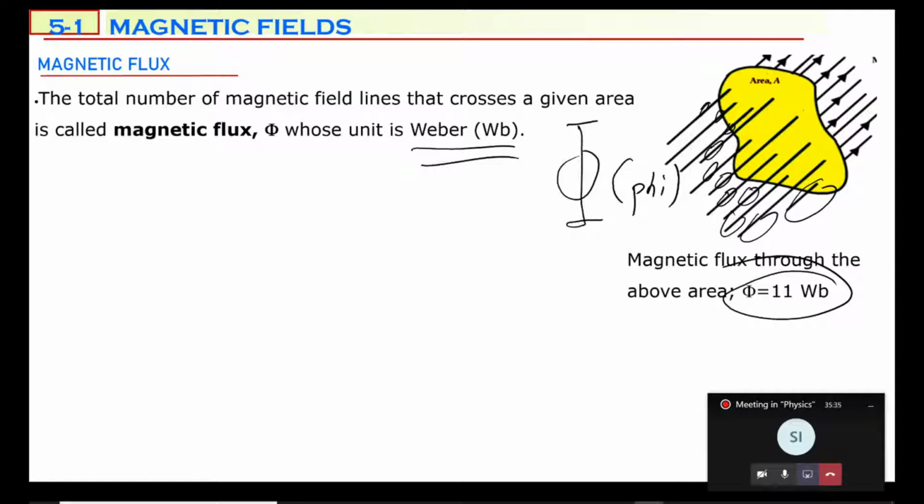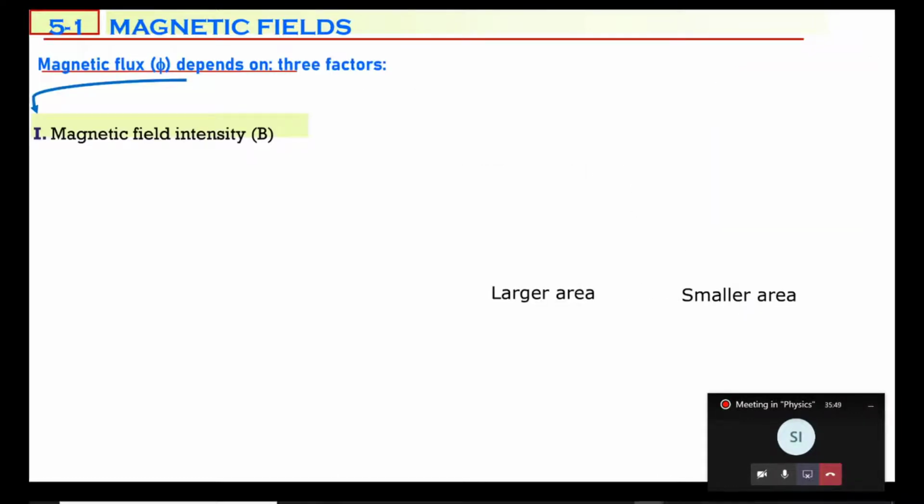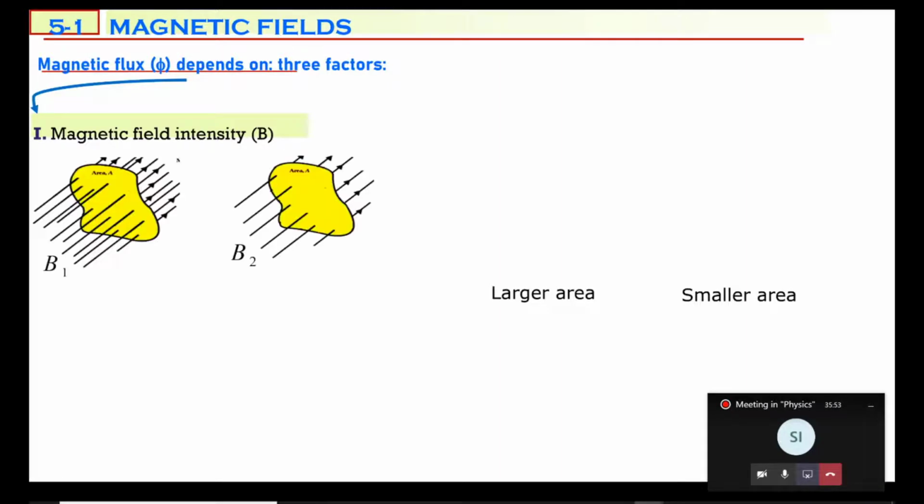Yes, teacher. We are going to count the magnetic field lines. How many lines are crossing an area? That number of lines will give us the magnetic flux through that area. The symbol is phi, and the unit is Weber. Magnetic flux depends on 3 factors. One of them is magnetic field intensity.